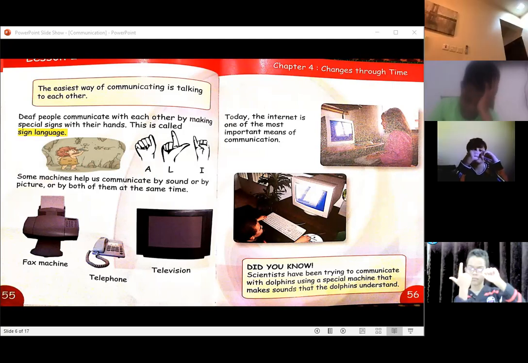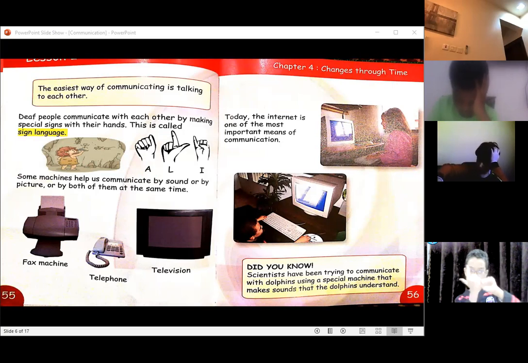The rest of the students, I'm not able to see as they close their cam.